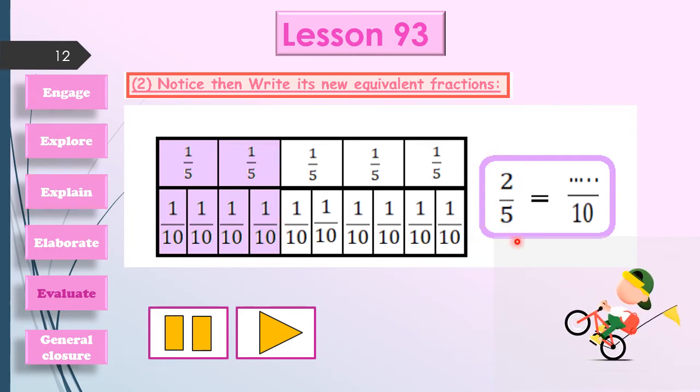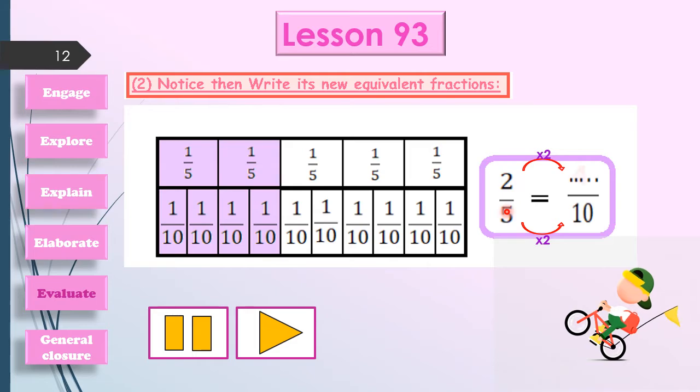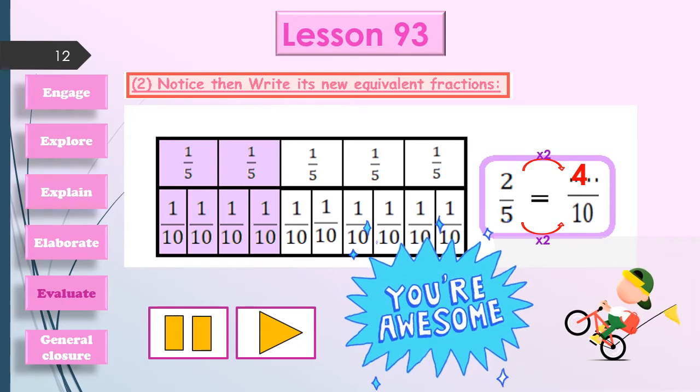Then 2/5 equals 4/10 mentally. But mathematically, what will it be? 5 times what equals 10? Good job, it will be 2. As I do down in the denominator, I will do up in the numerator. 2 times 2 equals 4. Then 2 fifths equals 4 tenths. Good job, you are awesome.